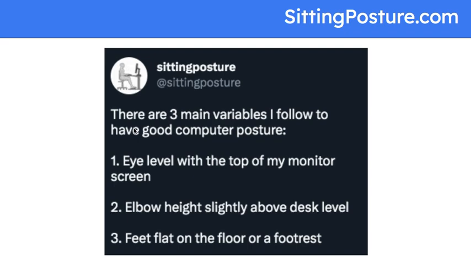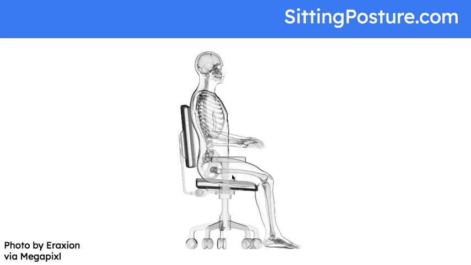So let's talk about three main variables that I follow to have good computer posture. We talked about my three injuries. Now I'm going to talk about my three favorite variables. Eye level with the top of the monitor screen. Elbow height slightly above desk level. We'll talk about why that is in a minute. And feet flat on the floor or a footrest. So let's look at the next picture.